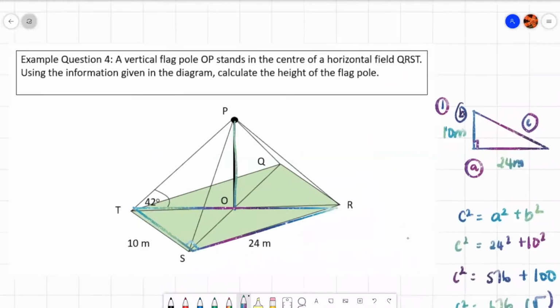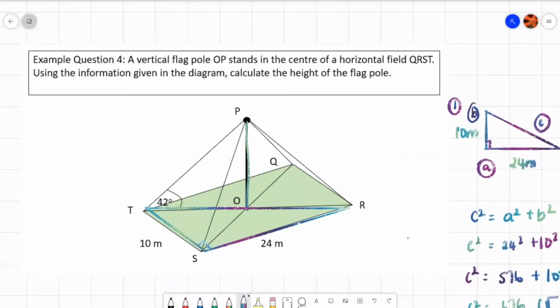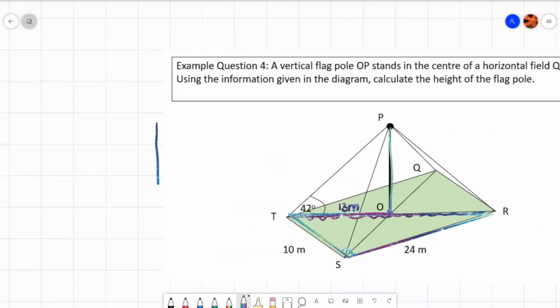Now, if you have a look at that, it says a vertical flagpole OP stands in the center of a horizontal field. It's in the center. Well, if this whole line here is 26 meters, I will know half of this line here. That will be 13 meters. So I'm going to draw myself my triangle. That there is 13 meters. That's the center, so it's going to be right angle there. And that there is 42 degrees. And I want to calculate the height. That's going to be my opposite, and I've got my adjacent.